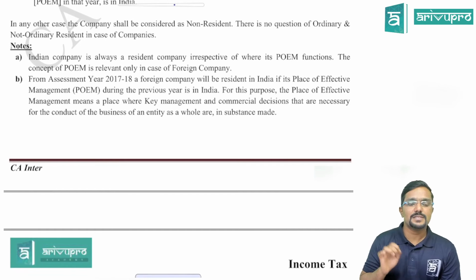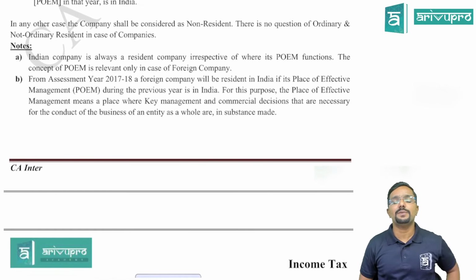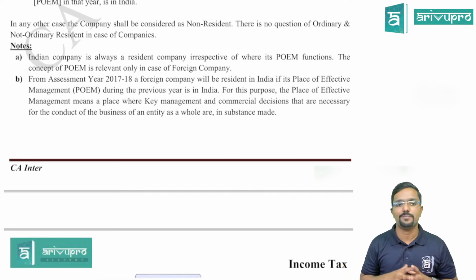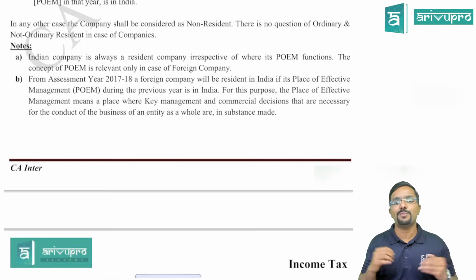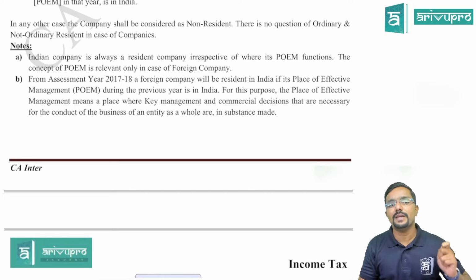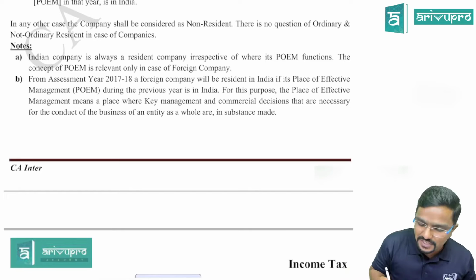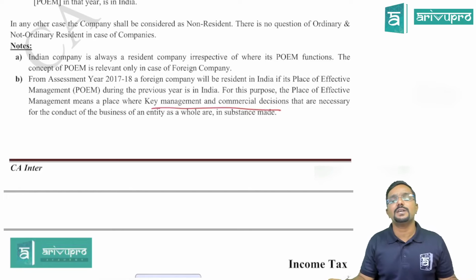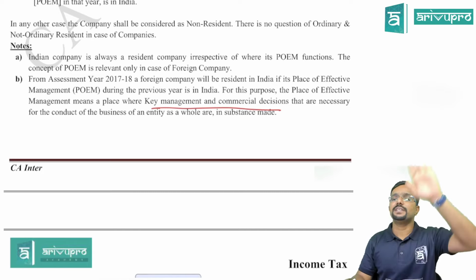From assessment year 17-18, a foreign company will be resident in India. This concept was introduced from 17-18. Before that, POEM concept was not there for companies. So from assessment year 17-18, a foreign company will be resident in India if its place of effective management during the previous year is in India. For this purpose, the place of effective management means a place where key management and commercial decisions that are necessary for the conduct of business of an entity as a whole are in substance made. So simple, where decisions are taken is important.